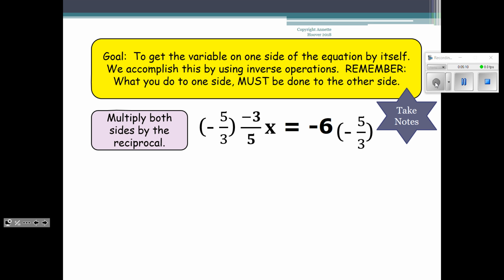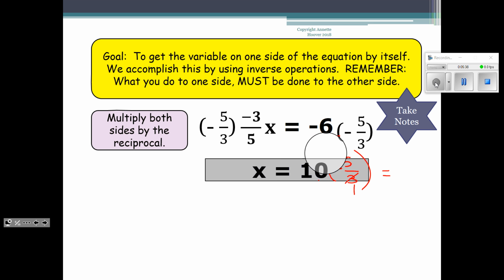On the other side, we can put the whole number over 1, and we have negative 6 over 1 times negative 5/3. If you remember, we can simplify before multiplying by doing our cross-canceling. They're both divisible by 3. 6 divided by 3 is 2. 3 divided by 3 is 1. And we multiply across, we have a negative 2 times a negative 5, which is a positive 10. So now you're going to have to remember our multiplication rules with the fractions as well.